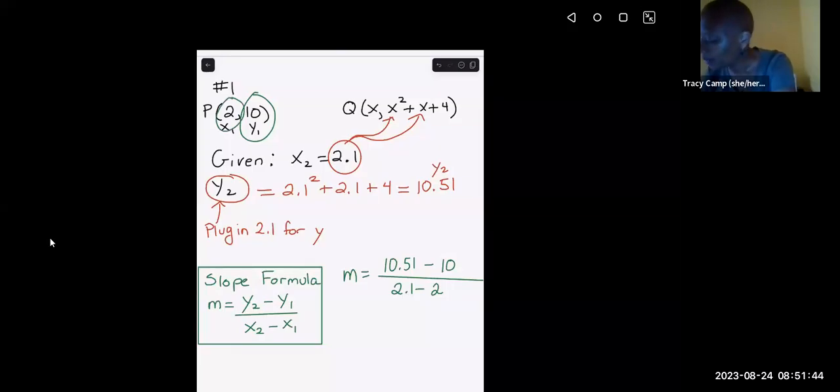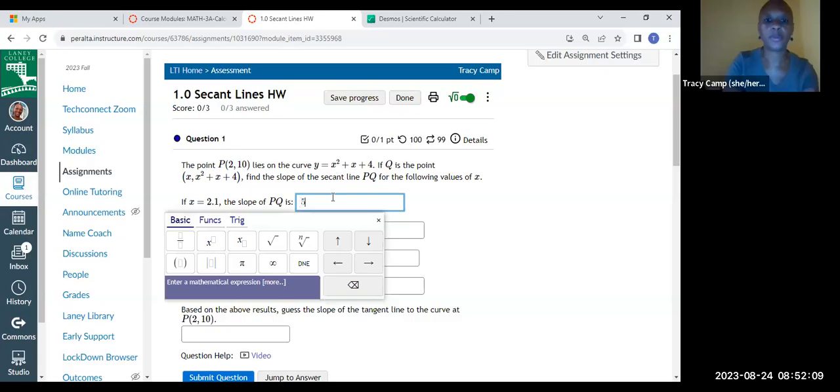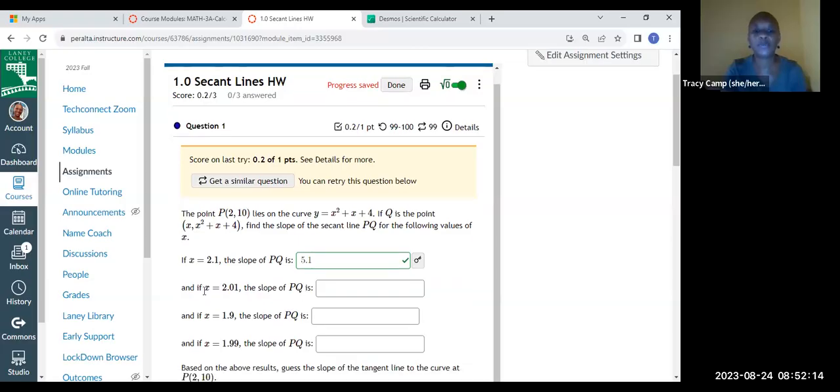And so I end up with 0.51 over, that's just 0.1, isn't it? So this ends up being 5.1. That's the answer. So let's just check it, make sure I didn't make any mistakes. So I get 5.1. And then you would keep doing that for the others.